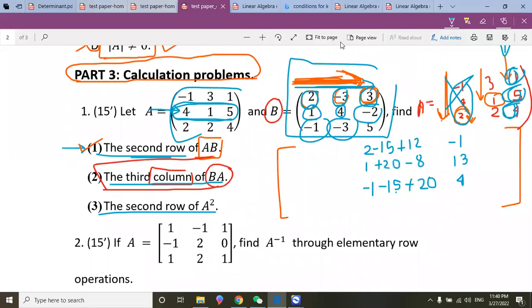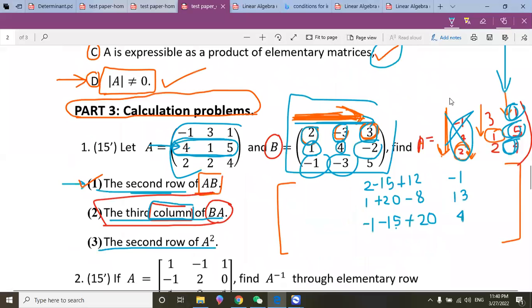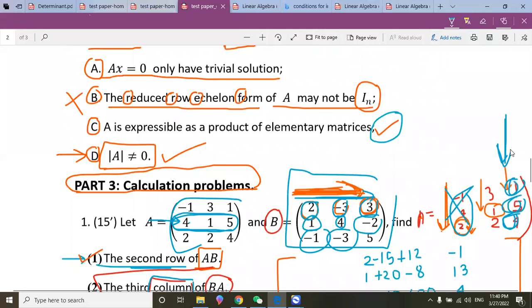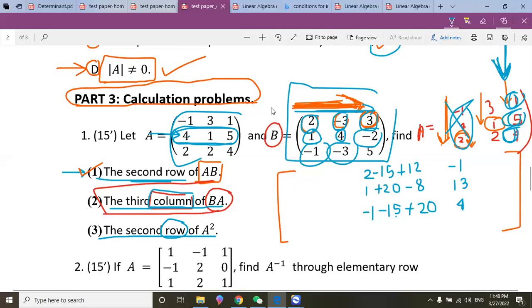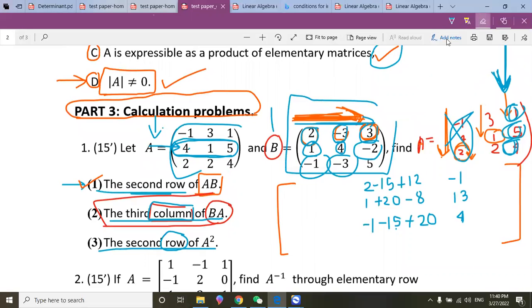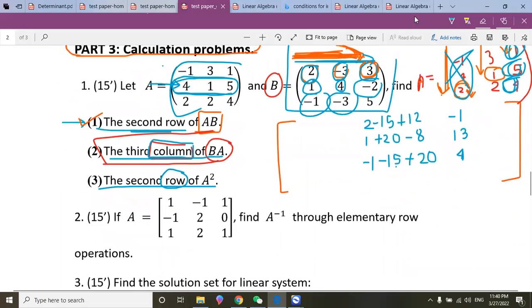So now we can use a trick. If the question asks for a column, we take it from the second matrix. And if the question asks for a row, then we take it from the first matrix. Okay, is this clear? It is some kind of small trick.